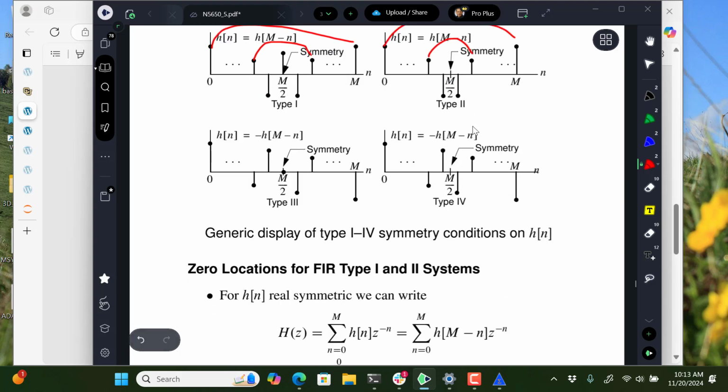The odd type, type 3, is even m, so you do have a coefficient all by itself, but that has to be 0 if it's going to be an odd symmetry filter. So these are equal and opposites here, but in order to abide by the definition of odd symmetry, you can't have that isolated term be anything but 0.